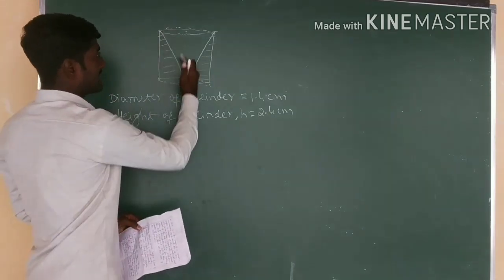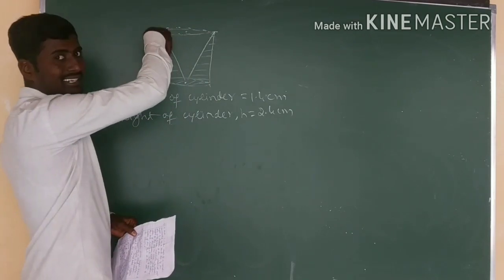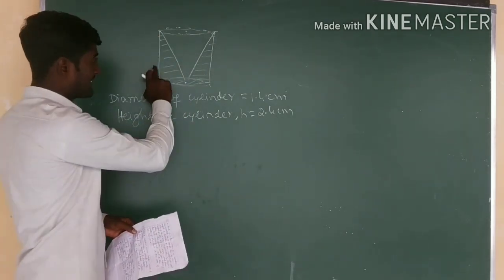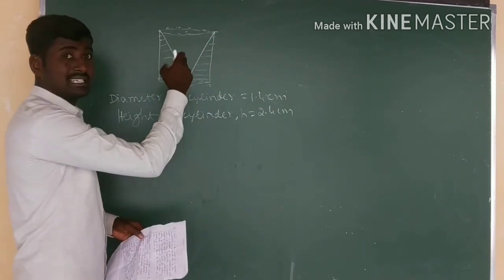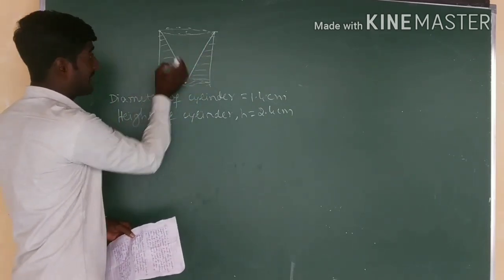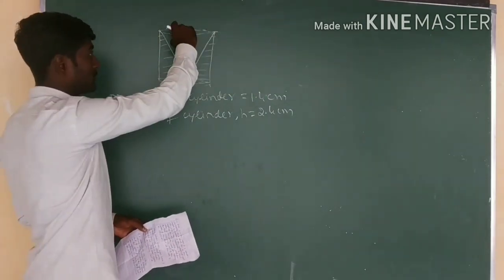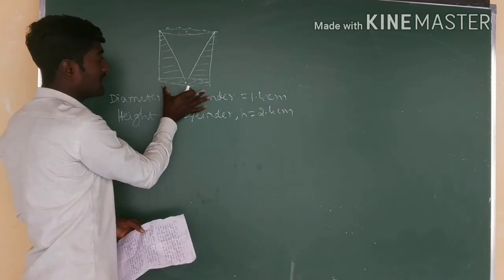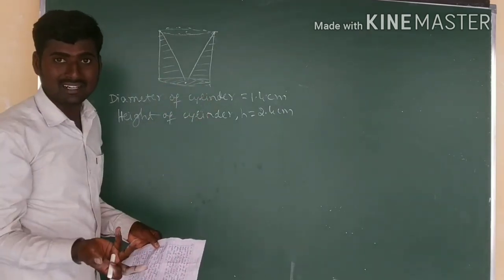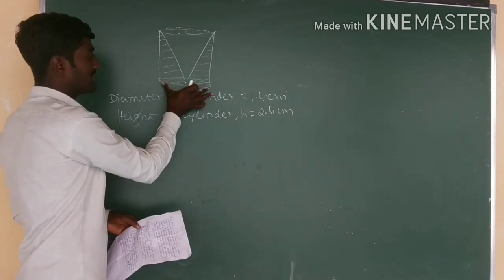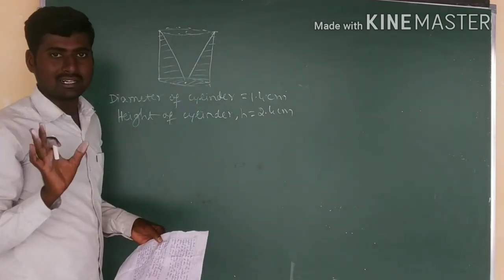So here the inside hole is there, and I can touch the inside of the hole. So it means the CSA of cone plus the CSA of cylinder plus this base is also there. This top base is removed, so this base remaining, plus the circular base of cylinder. Okay. So CSA of cylinder plus CSA of cone plus circular base of cylinder.